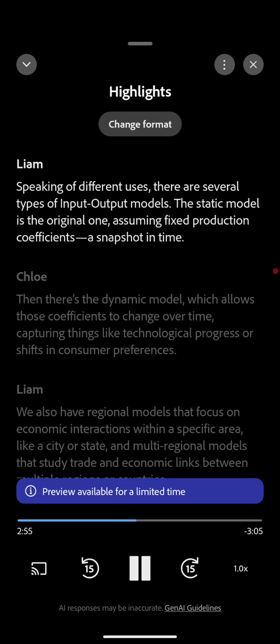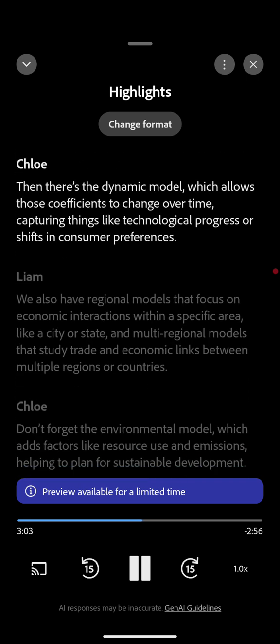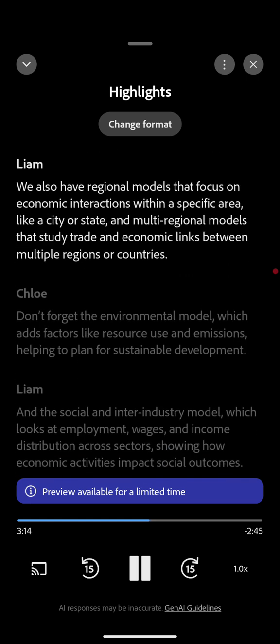Speaking of different uses, there are several types of input-output models. The static model is the original one, assuming fixed production coefficients, a snapshot in time. Then there's the dynamic model, which allows those coefficients to change over time, capturing things like technological progress or shifts in consumer preferences. We also have regional models that focus on economic interactions within a specific area, like a city or state, and multi-regional models that study trade and economic links between multiple regions or countries.